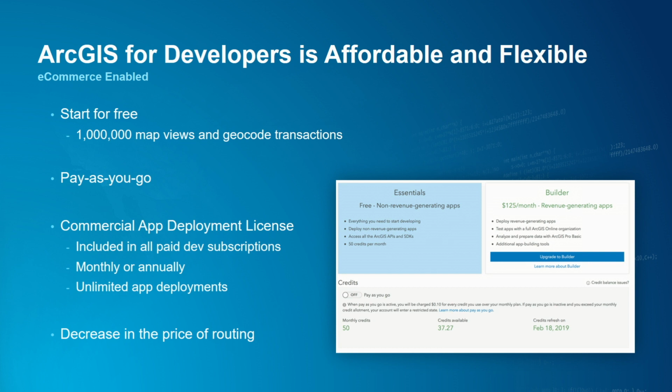We also offer pay-as-you-go. So our initial paid developer subscription starts at $125 a month. You can get started quickly if you need to be able to add additional credits or additional capabilities to your developer plan. Also included with this is a commercial app deployment license, which is included with all paid developer subscriptions. Of course, you can also pay for this monthly and annually, and unlimited app deployments are included with this commercial app deployment license. And of course, a significant decrease in routing to make it more accessible.